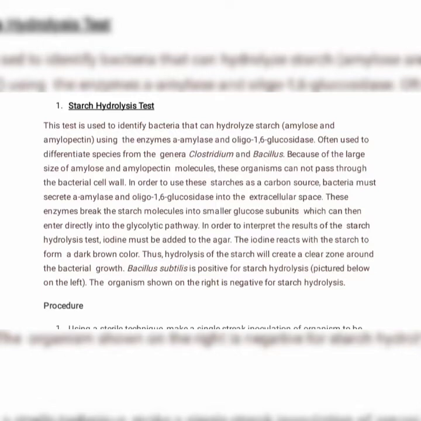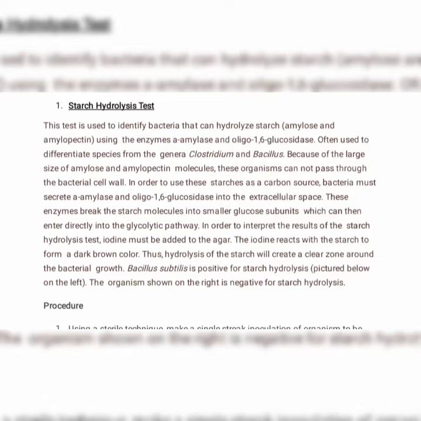So, what is starch? Starch is a complex carbohydrate, a complex polysaccharide which cannot be directly used by the bacteria because it's a large molecule. It cannot cross the cell wall of bacteria, so it must be broken down into glucose and galactose firstly by some enzymes which are specifically released by some bacteria.